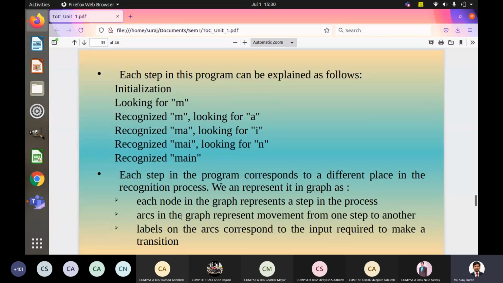So the same is explained here. Initialize, look for M, recognize M. If M is recognized, then look for A. If it has recognized M, A, then look for I, and it should be in continuation. In between M and A, there should not be any other alphabet. So M, A, then if MAI is recognized, then look for N. And if N is not the fourth input in continuation to I, then again it has to go back. Again look for M. It will not look for N, it will look for M.